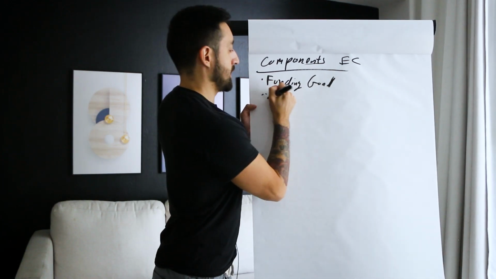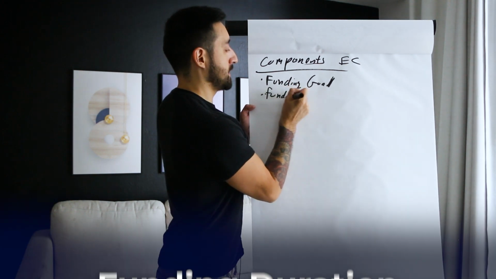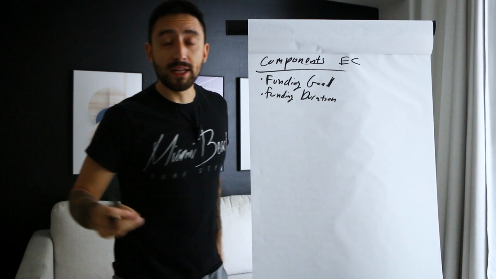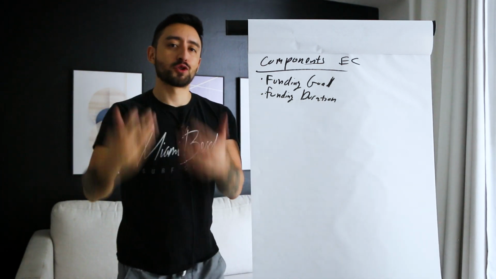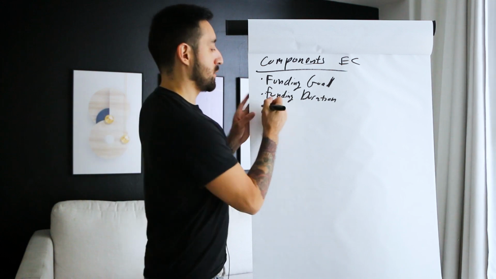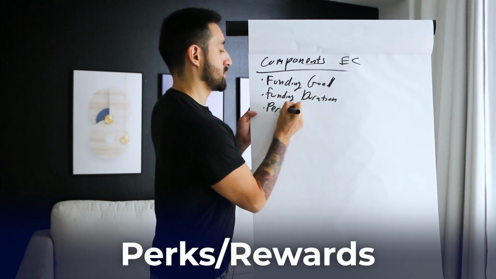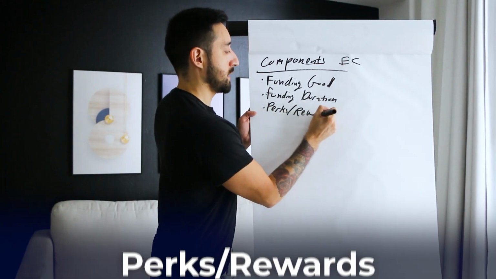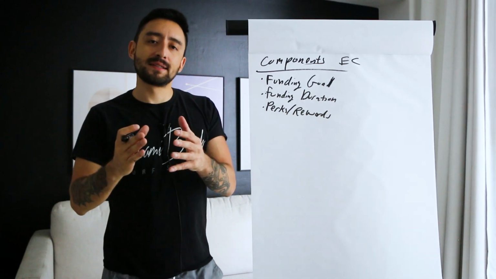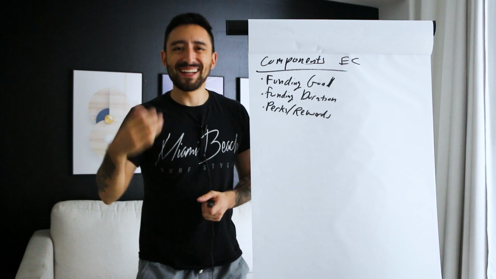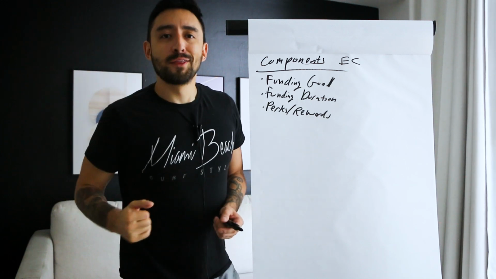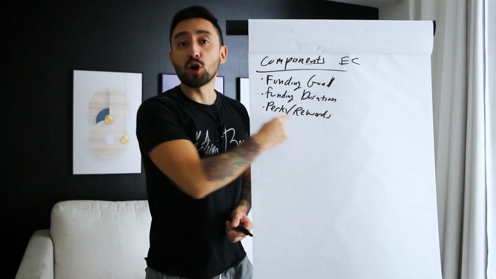The next thing is what's called a funding duration. This is how long you're running the actual campaign for your startup, how long you're running this equity crowdfunding campaign for. There's also what we call perks, also known as rewards, okay? This is what investors get when they invest in your campaign. So yes, they might get an agreement for future equity with CrowdSafe, or they might invest under a convertible note, but they also might have access to perks and rewards.